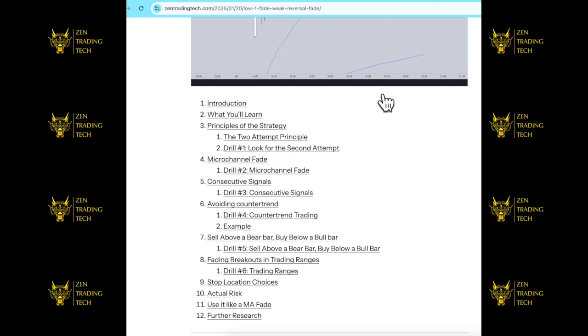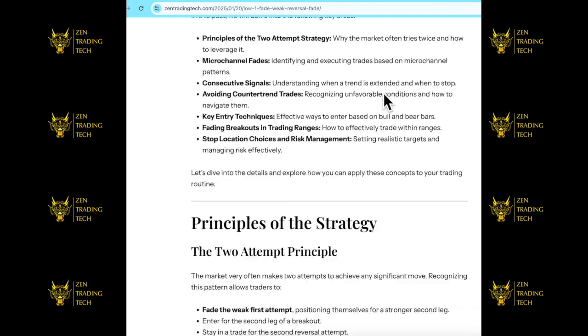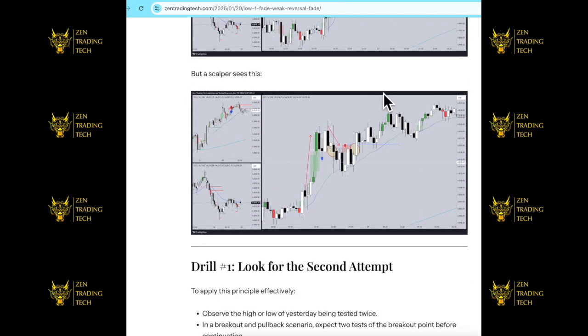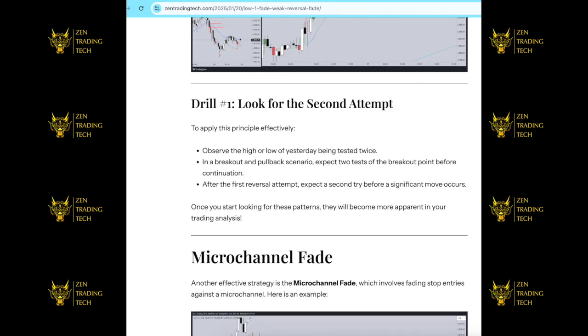So the first exercise in this video is to look at this concept of 2 attempts. So 2 attempts to reverse, 2 attempts to continue, 2 tests of yesterday's high or low. So stop the video now and spend 5 to 10 minutes looking for second attempts. This is probably one of the most valuable exercises I think traders should do.